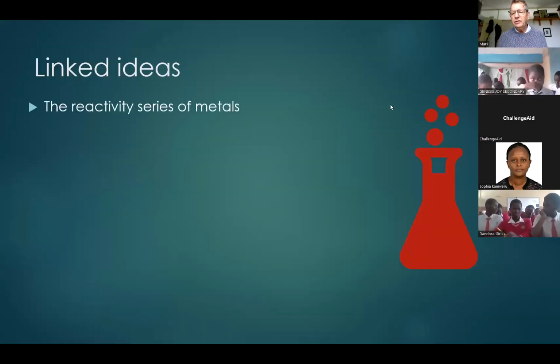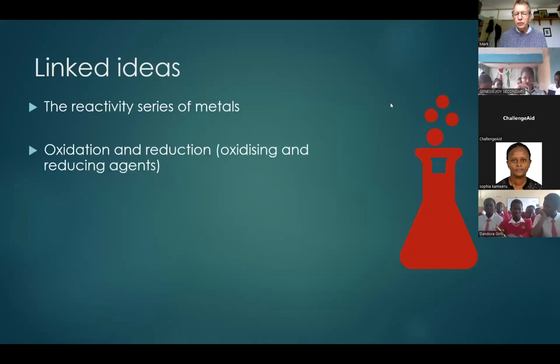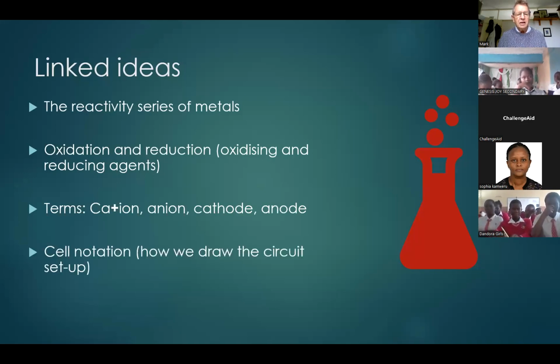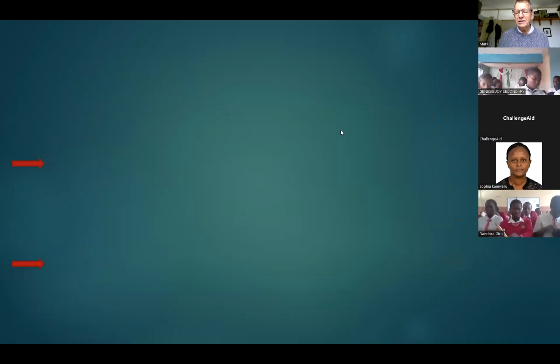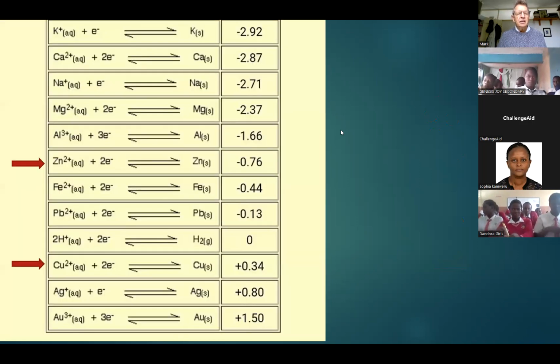So the linked ideas we need to know about: reactivity of metals, the oxidation reduction, you know, cation, anion, the words we will make sure, but it sounds like that is okay. The cell notation, and then the electrode potentials. So I'm going to show you some electrode potentials so you can see what they look like, because what they look like is really important. And we are looking at zinc and copper particularly. And it would be worth you writing down just the zinc and the copper details. So Zn2+ plus 2 electrons goes to Zn, negative 0.76, and Cu2+ plus 2 electrons goes to Cu, positive 0.34.